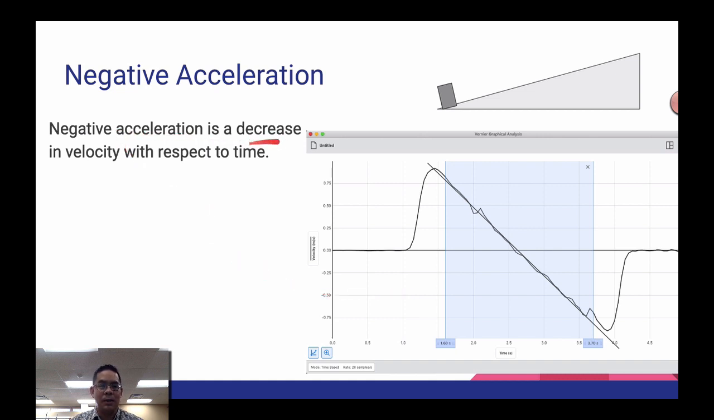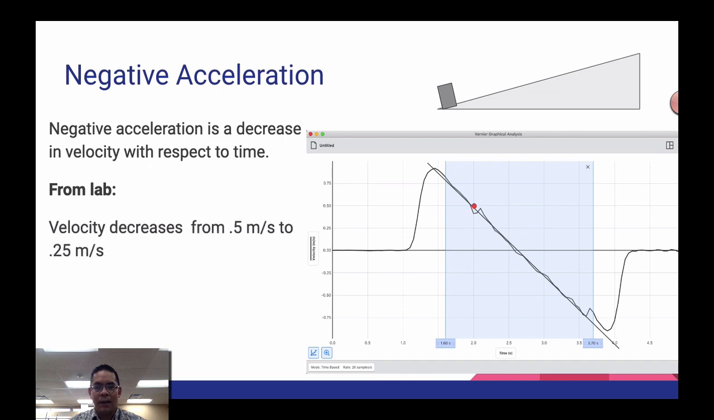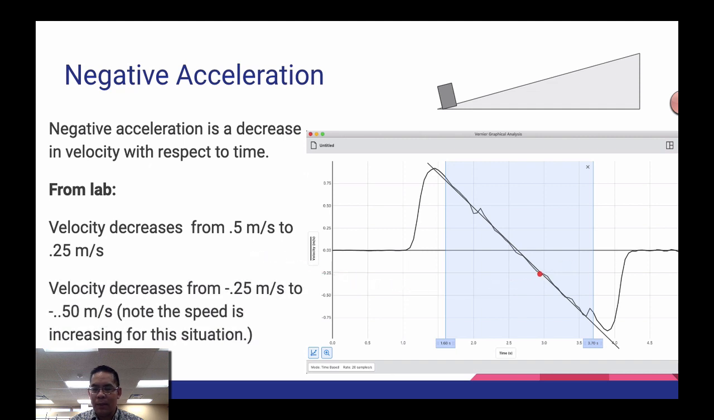This is a decrease in velocity. So how is this showing a decrease in velocity? Well, you can see over here that I have from the lab 0.5. Velocity decreases from 0.5 to 0.25 during this time interval here, and so that's a decrease in velocity. Likewise, I can go from negative 0.25 to negative 0.5.